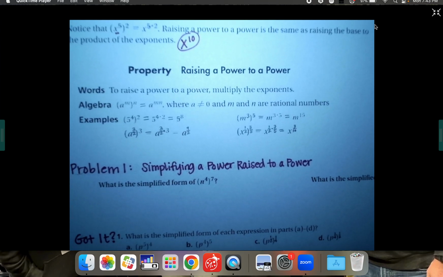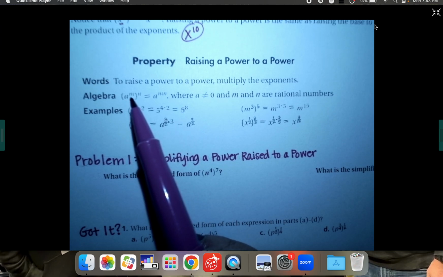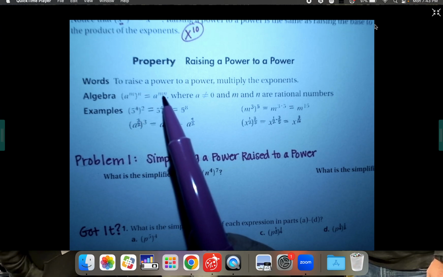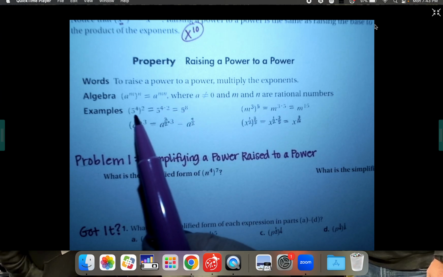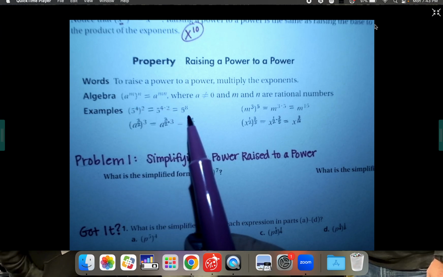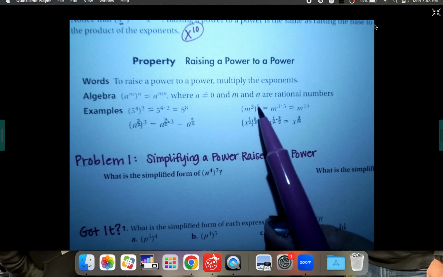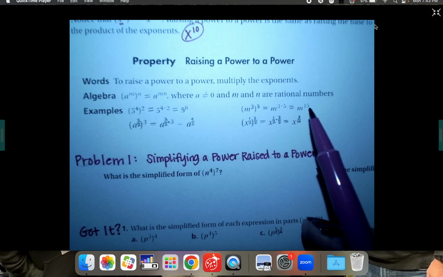So let's practice a few of these. If you had, for example, a to the m power and that whole thing is raised to the n power, then m and n can get multiplied. So a to the mn. And that's just an example. So here's another one. 5 to the fourth raised to the second, 4 and 2 would get multiplied, which would make it 5 to the power of 8. M to the third raised to the fifth, 3 and 5 get multiplied. That'd be m to the 15th.